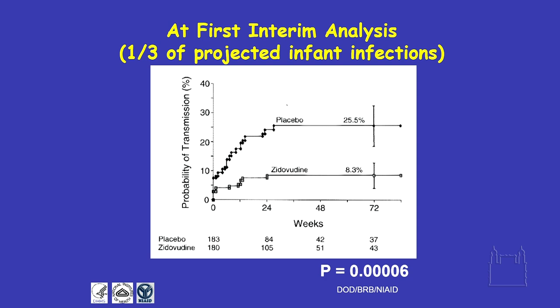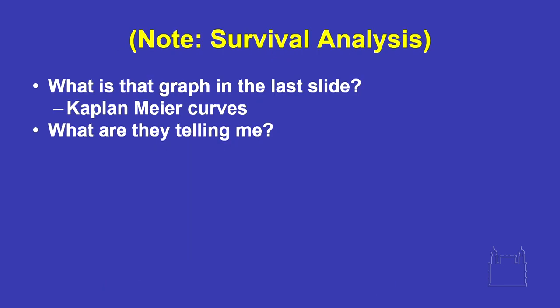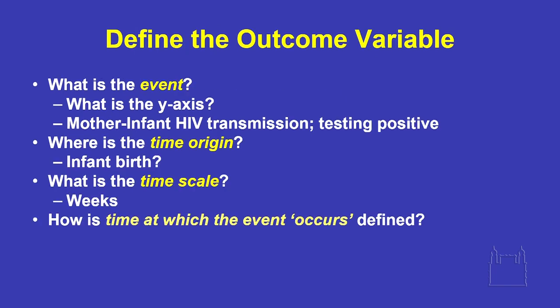So that last graph is Kaplan-Meier curves. And you have a little bit of an idea of what they're telling you. When you look at these Kaplan-Meier curves, whenever we deal with survival, it's important to remember this outcome is now basically three elements. The outcome variable is your event. That's going to be talked about on the y-axis. In this case, it's the mother-infant HIV transmission, although really what it is is baby testing positive.